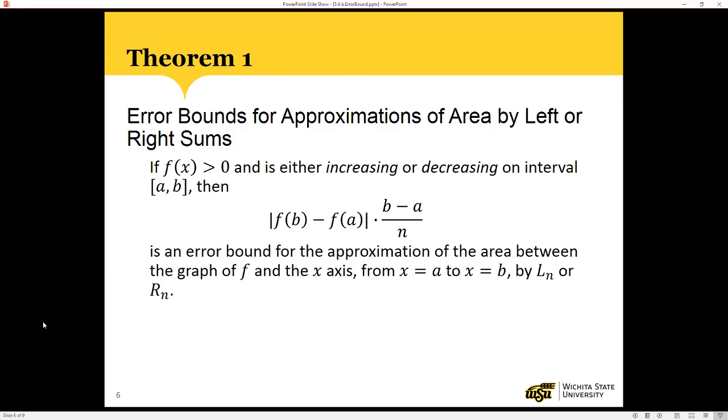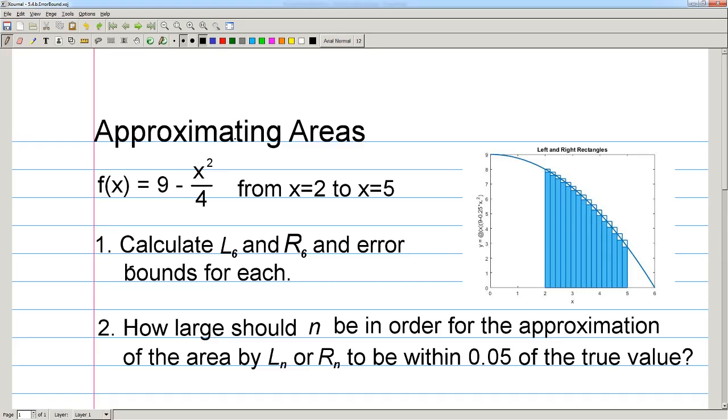All right, let's do some calculations of our own. This time, let's calculate the left and right sum for 6 rectangles to approximate the area under the curve of the function f of x equal 9 minus x squared over 4 from x equal 2 to x equal 5. We will also calculate the error bound.